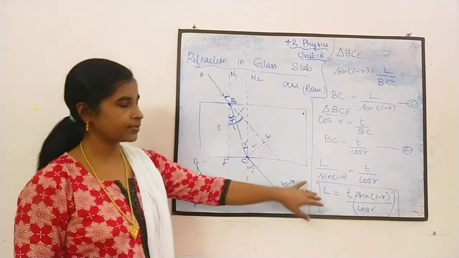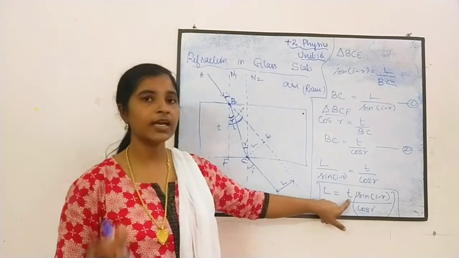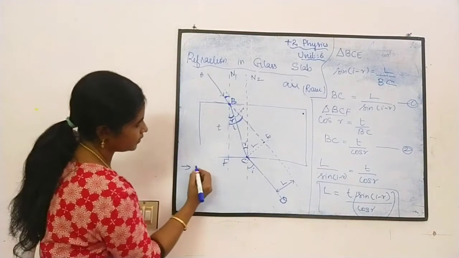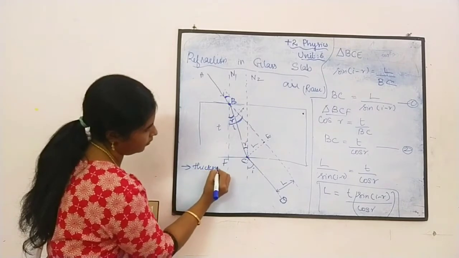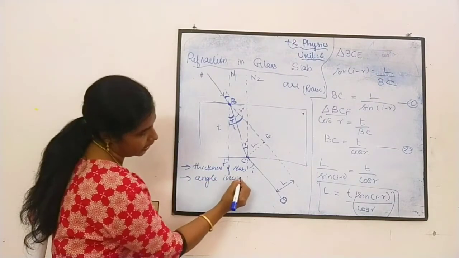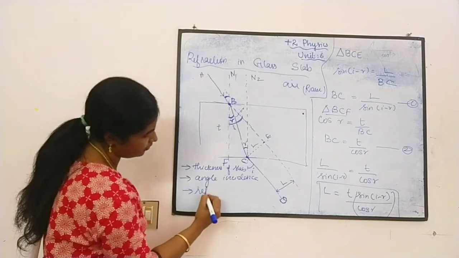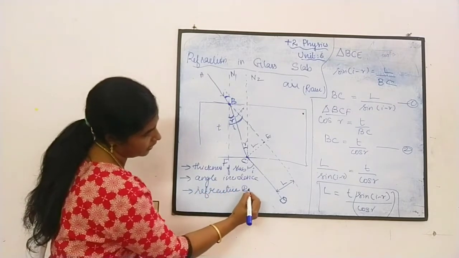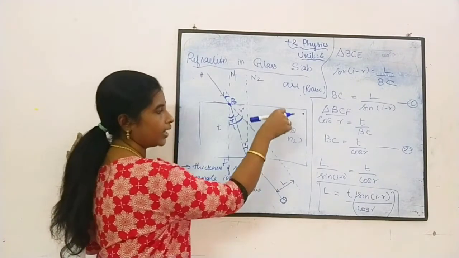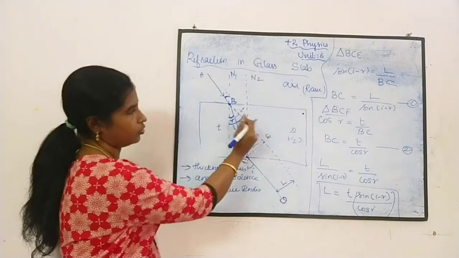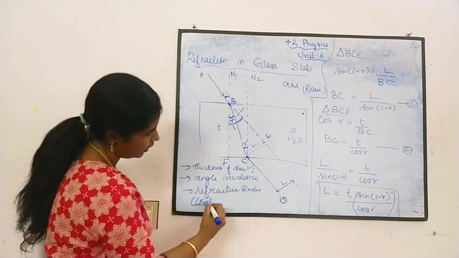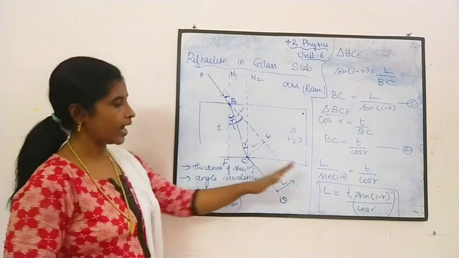So what are the factors the lateral displacement depends upon? First, it depends upon the thickness of the slab. Second, it depends upon the angle of incidence. Third, it depends upon the refractive index. Going from rarer to denser, the refractive index is high, and based on that the angle of refraction will be decided, whether the ray bends away or towards the normal. So it indirectly depends upon the angle of refraction. These are the factors the lateral displacement depends upon.